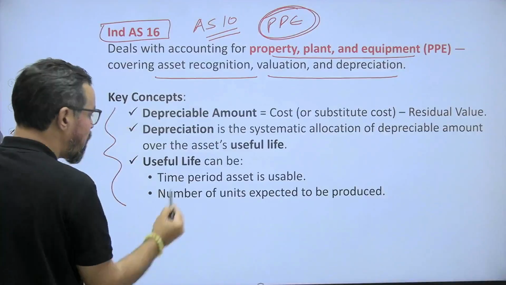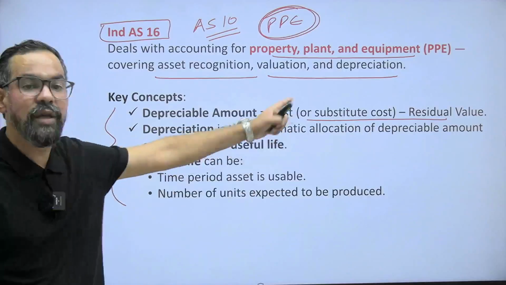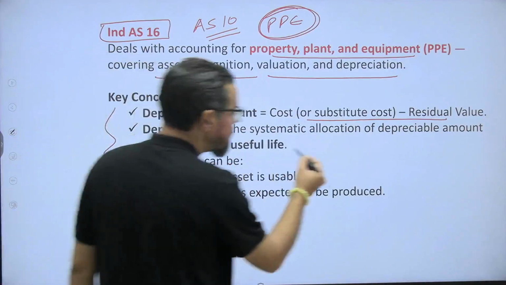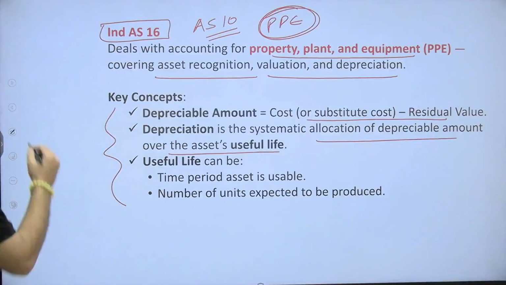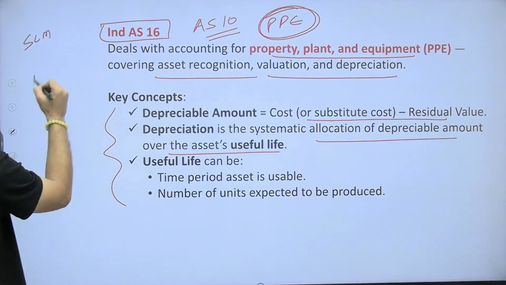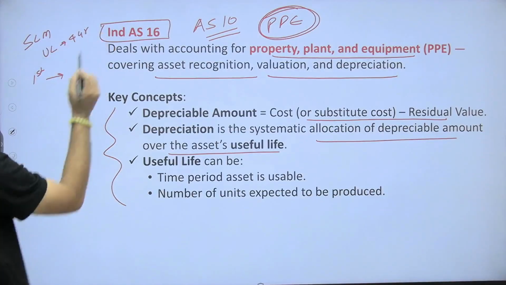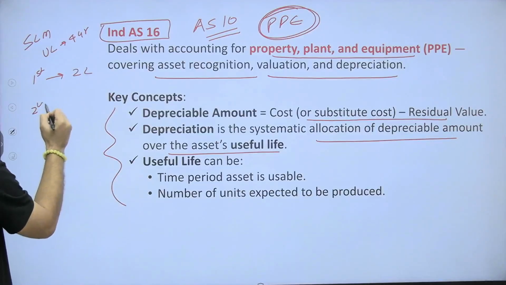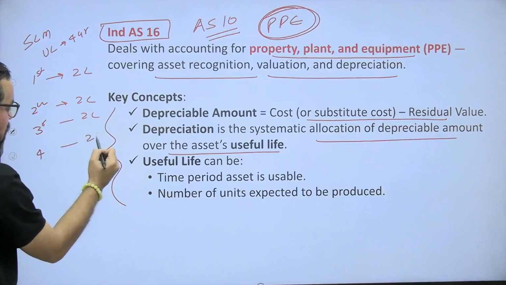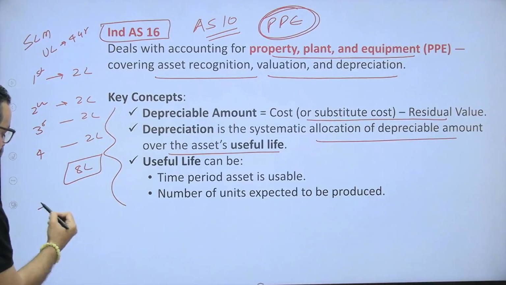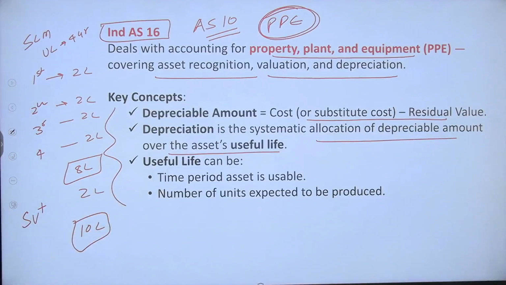So depreciable amount will be your cost minus residual value. So cost minus scrap value. Depreciation is the systematic allocation of the depreciable amount over the asset's useful life. Let's say if you are using the straight line method, and the useful life is supposed to be 4 years, in our case, the first year depreciation was 2 lakh, second year again 2 lakh, third year again 2 lakhs, and fourth year again 2 lakhs. So this is the one, 8 lakhs, and 2 lakh was salvage value, so it becomes 10 lakhs. So that is the logic behind this particular one, right?